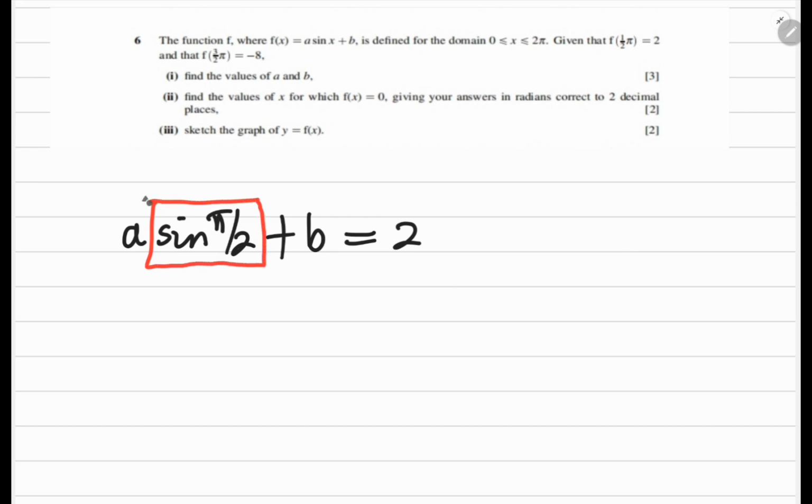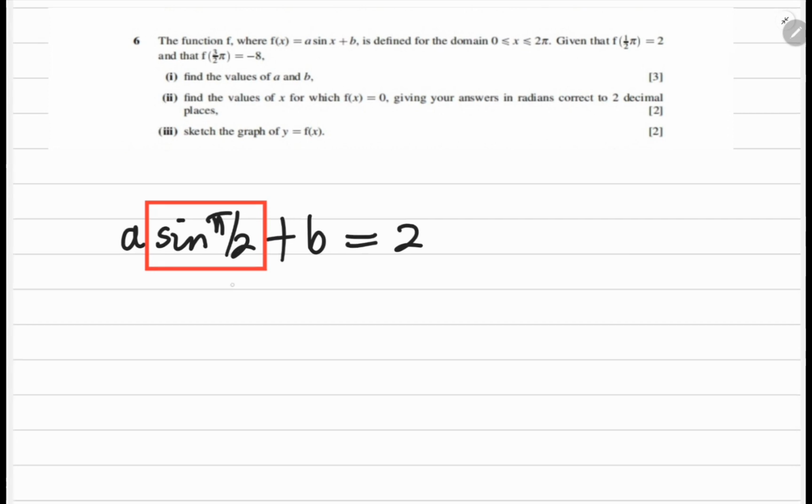Now, sine of pi over 2 is 1. You do that with your calculator in radians. So this becomes a plus b is equal to 2. That's my equation number 1.